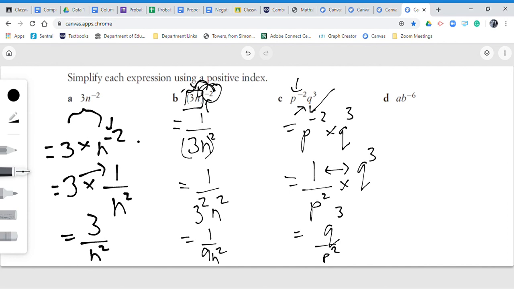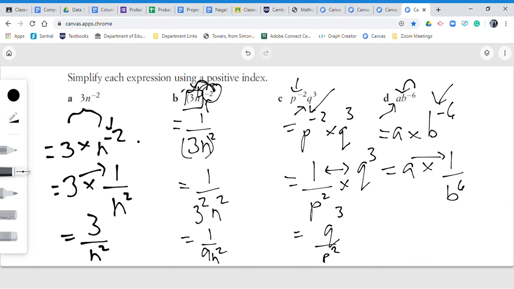That means this negative 6 only applies to the b. It doesn't count for the a. So this also means a times b to the negative 6. That's what it means. So now I go a times, let's do the negative first, 1 over b to the 6. Now I can multiply a times 1. A times 1 is a over b to the power of 6.